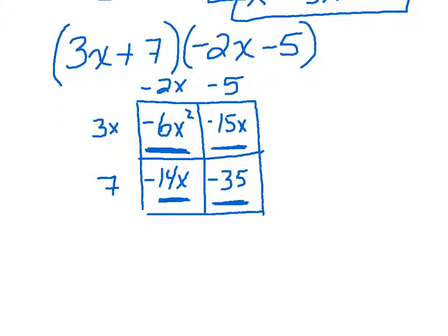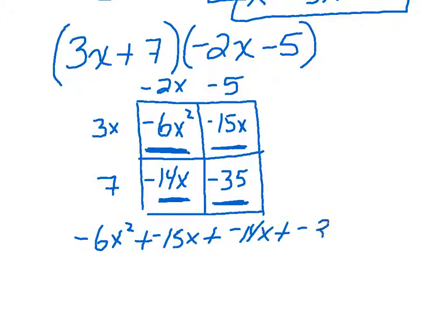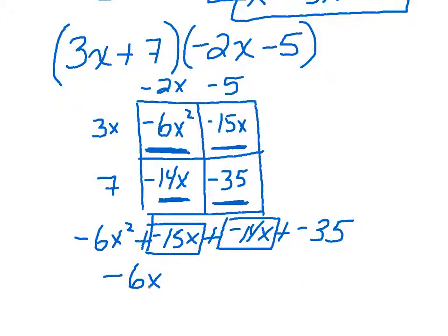What do we do now? We take them all out with plus signs. Negative 6x squared plus negative 15x plus negative 14x plus negative 35. Feels long with all those extra numbers in there, but don't let it get to you. It's just the same method, nothing different. So the negative 6x squared stays as it was. Negative 15 plus negative 14 gives us negative 29. And then there you go.